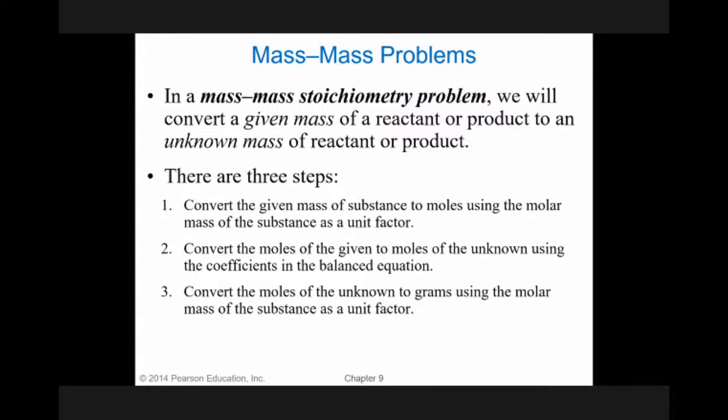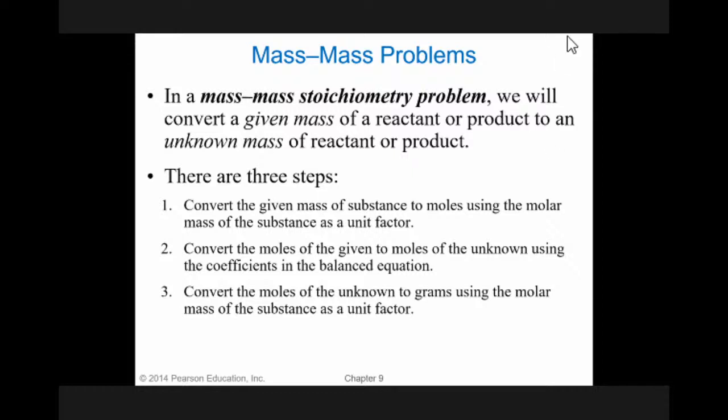And a product to an unknown mass of reactant, a product. There are three steps. Let's take a look at the three steps slowly. Convert a given mass of substance to mole. So I told you that the mole is a trampoline. Everything you do, you got to go to the mole.